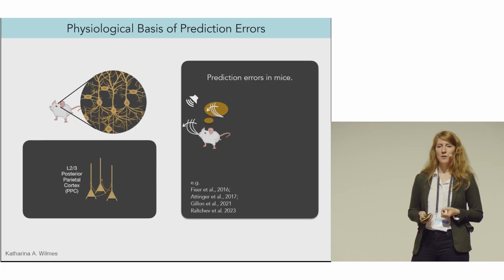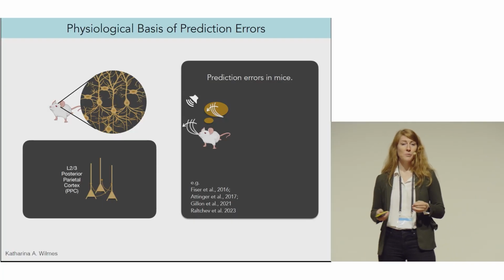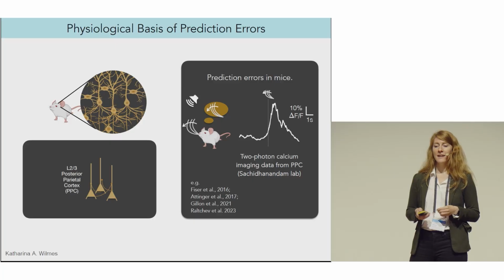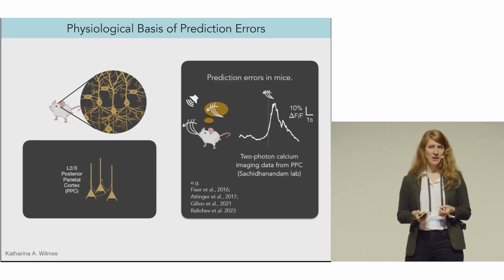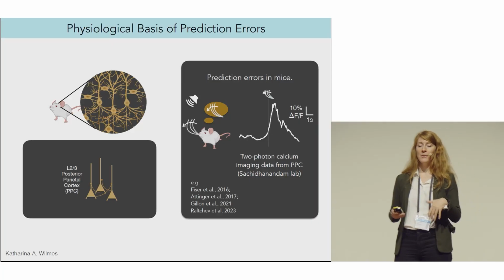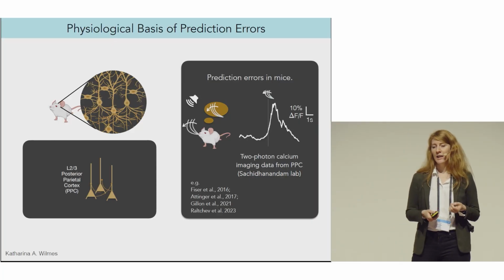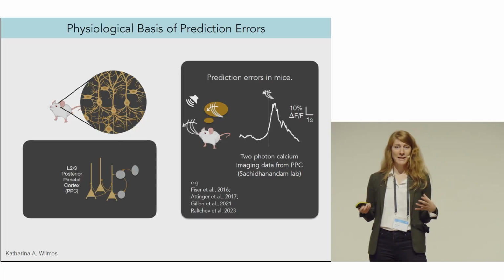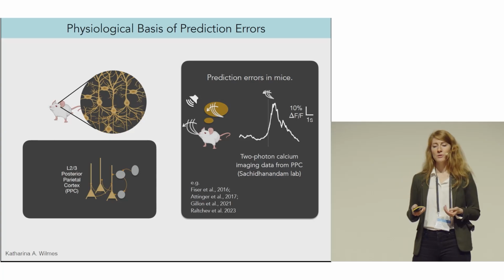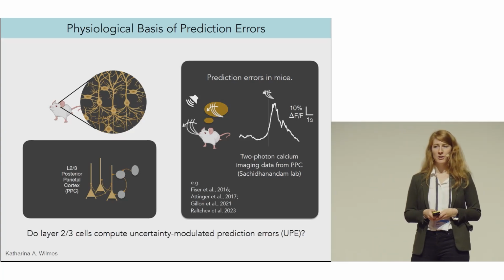And they look at cells in so-called layer 2-3 of the posterior parietal cortex, and they find that there are some cells that respond only when the mouse makes this prediction error. So they do not respond when everything happens as expected. So this is the perfect starting point to look at these cells in posterior parietal cortex and the circuits they are embedded in, to ask how do these circuits compute prediction errors, and are there uncertainty modulated prediction errors in these circuits.